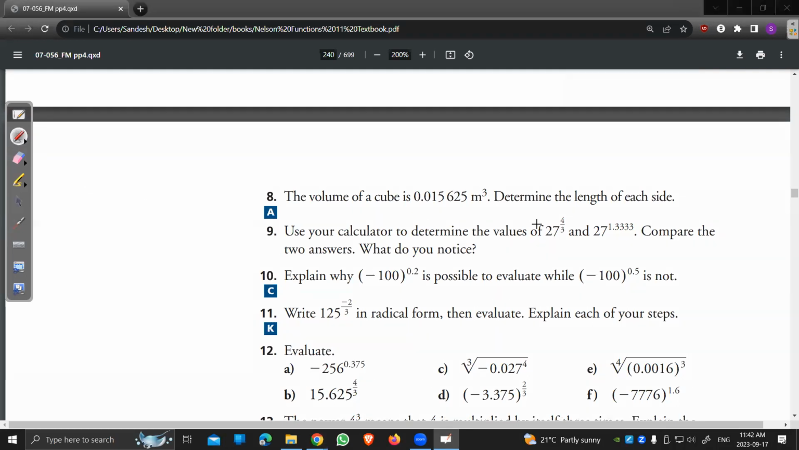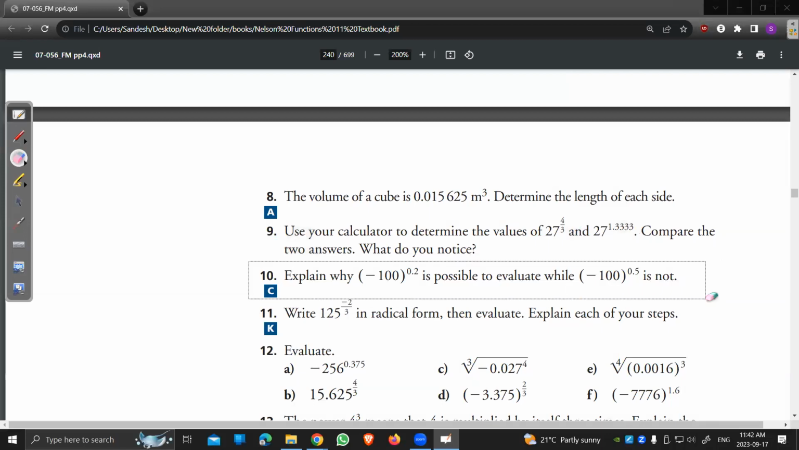There's a question for you. The answer to this and the answer to this, are they going to be exactly the same? Yes, because 4 over 3 was just 1.33. The answers there are going to be exactly the same.